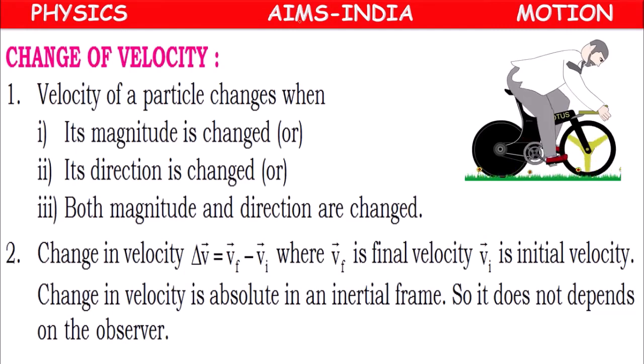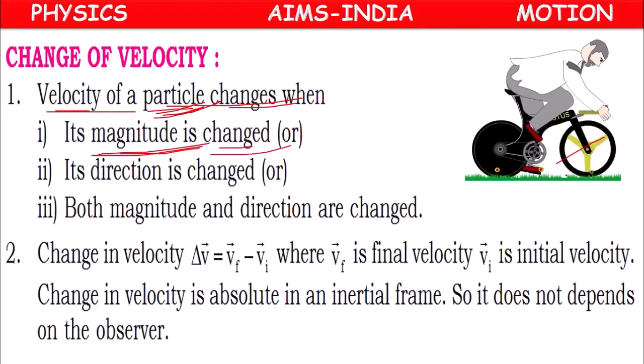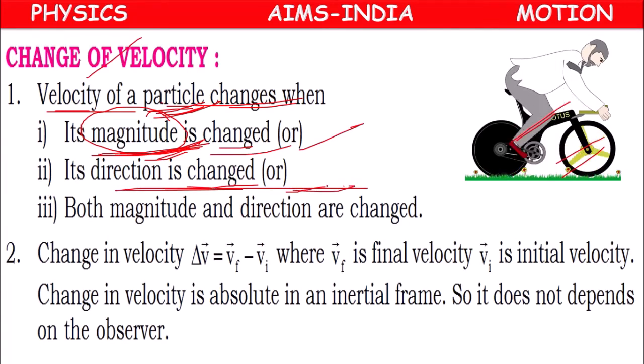Next, change of velocity. The velocity of a particle or a moving body changes if the magnitude changes. Suppose we are pedaling the cycle. If we change the speed of pedaling, or while traveling on a bike, if we raise the accelerator, then its velocity will increase. It might be because of pedaling, or because of the engine of a car, any reason. If the magnitude changes, then velocity will change. Or if direction changes, then also velocity changes. Or both change while taking a sudden turn.